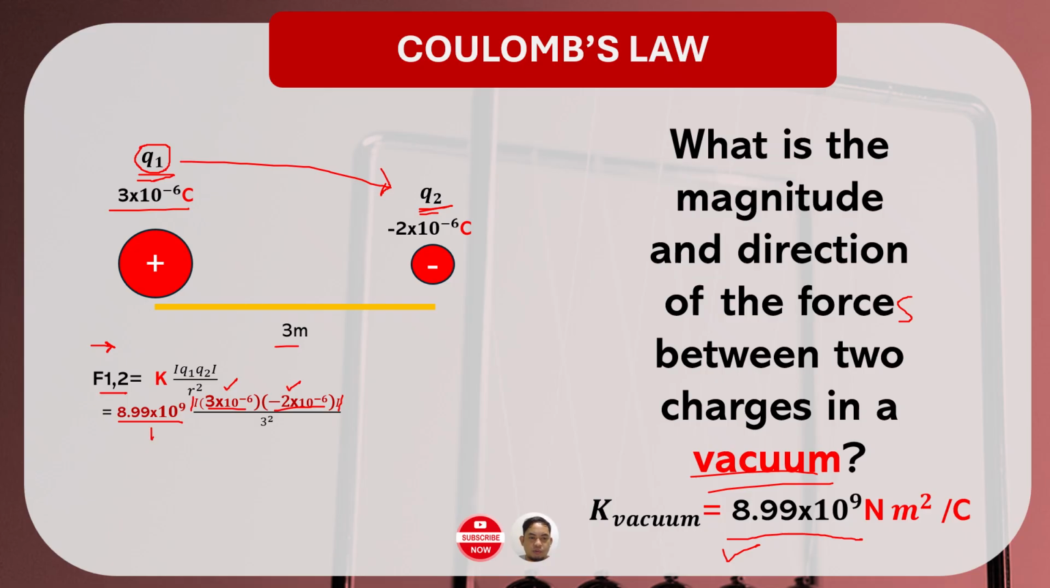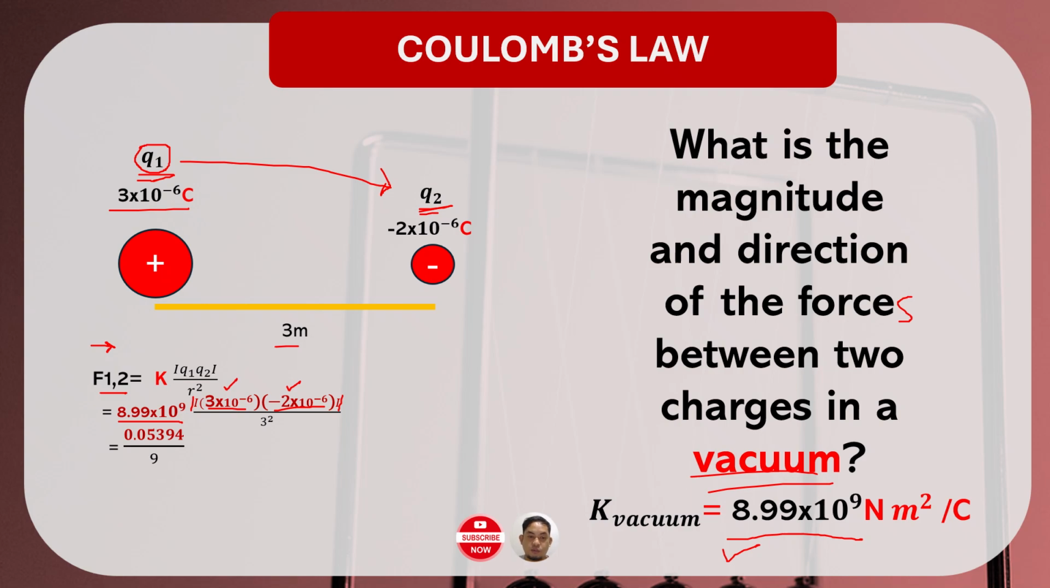So the numerator is 8.99 times 10 raised to 9, multiplied by the absolute value of the charges. And then you will have this product here. It's 0.05394. That's the product of all the values in the numerator. And then you will divide it by the square root of 3.